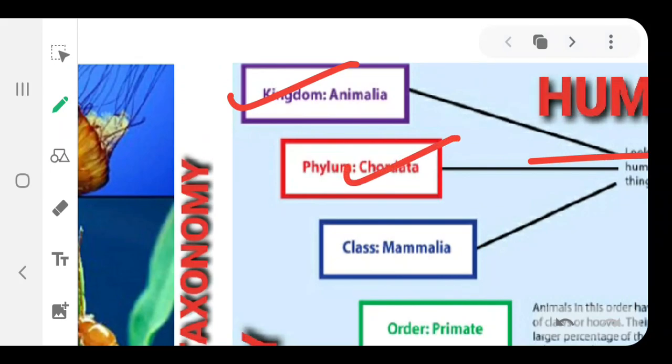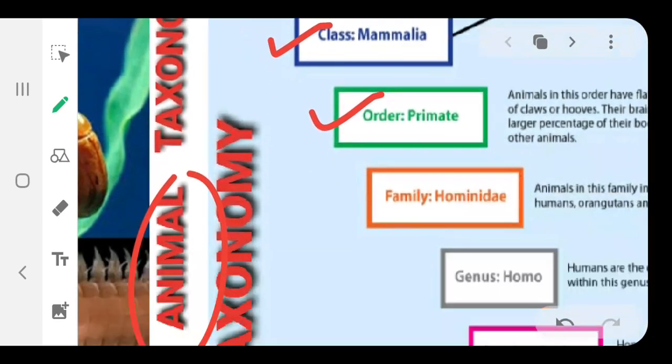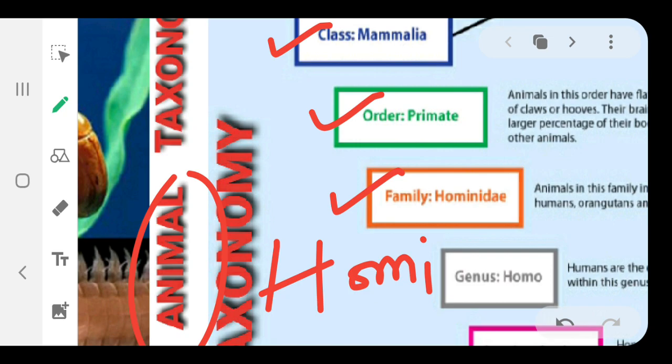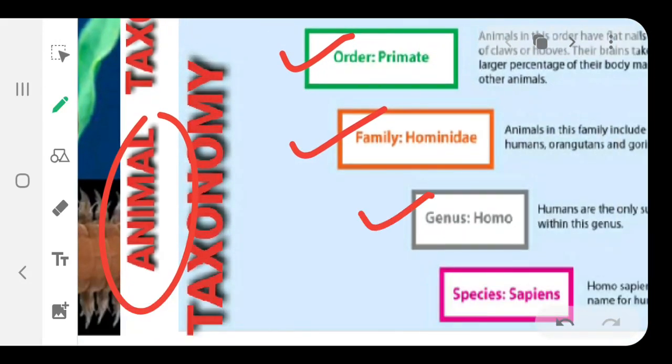Then the phylum is Chordata. Just check out the names and write them down properly. Kingdom Animalia, phylum Chordata, then class is Mammalia. Check out the new terms. Then order is Primate. Then family is Hominidae, H-O-M-I, Homi, and N-I-D-A-E, okay. Hominidae, a new word for you, write it down, that is the family. Then genus, I hope some of you know it, is Homo, and species is Sapiens.